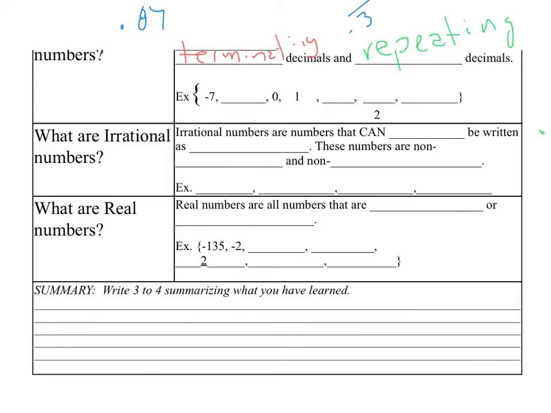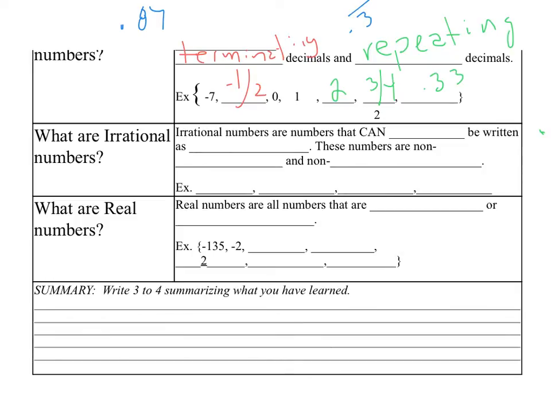So, for example, a rational number can be -7. Let's go ahead and do -1/2, 0, 1. It can be 2. It can be 3/4. It could be 0.33. Those are all examples. Okay. And those type of numbers are rational numbers. They are all rational numbers.